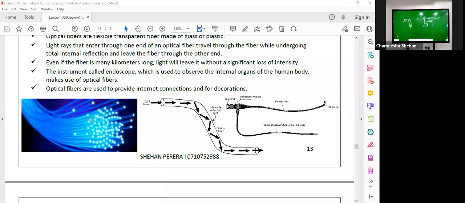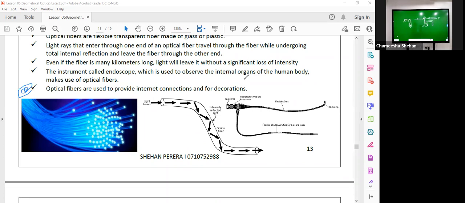Have you seen this optical fiber lamp, where you have a light source at this end, and the light travels through these optical fibers until the end? So these are the optical fibers. Now this equipment which is made using these optical fibers is called an endoscope.